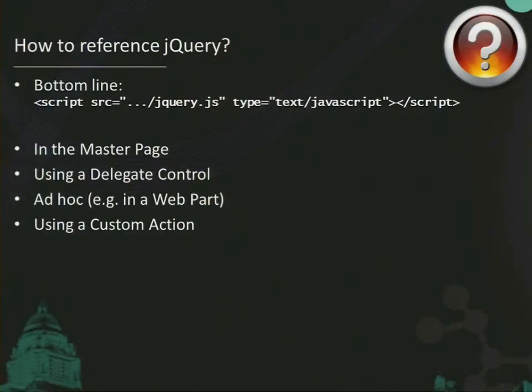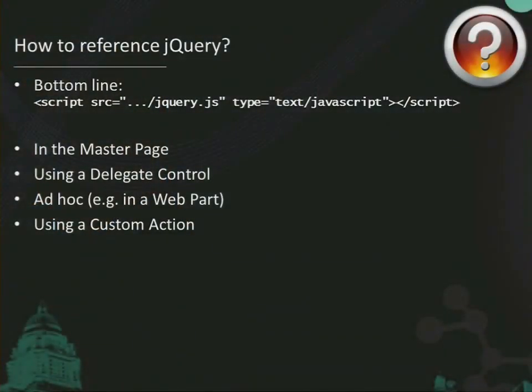Final thing that you can do is you can make use of a custom action. What is a custom action? Very basically said, it's a small piece of XML wrapped inside a feature that also adds the reference to jQuery, and I'll actually show you that one in just a second. Why do I pick that one? Because I really like the custom action option.